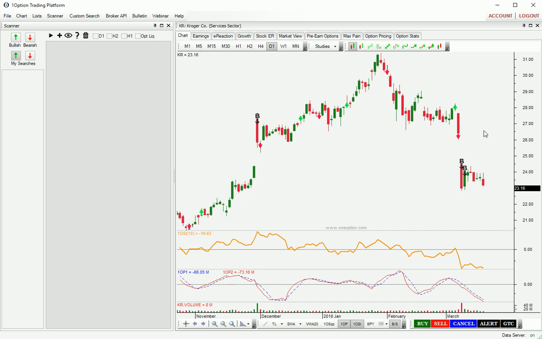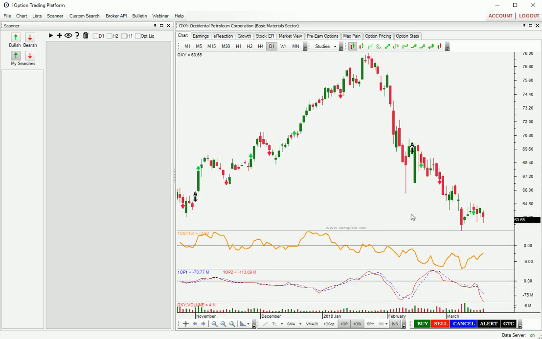KR, really big drop right in here. Might need a little bit more time to form a base in this level. You can see it's weak relative to the market. There's heavy pressure on it, so that would not be my first pick.